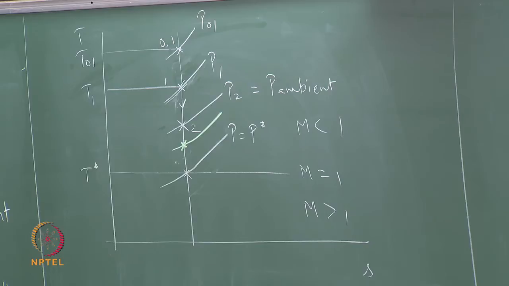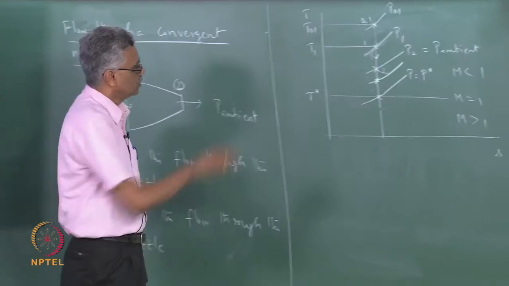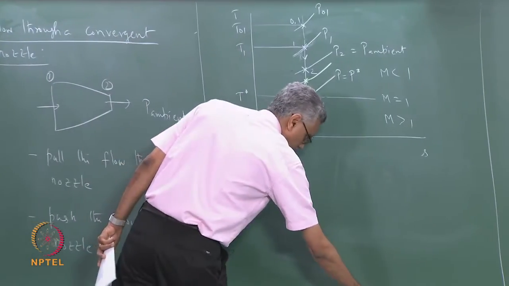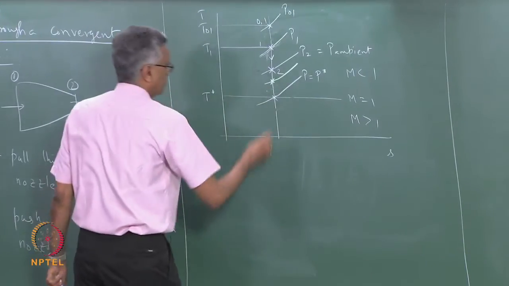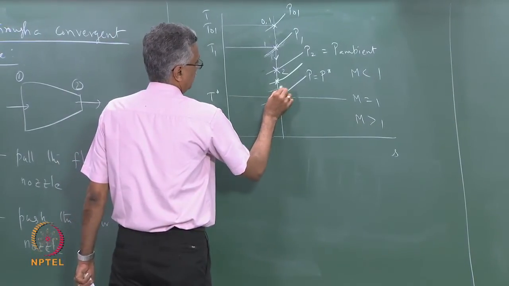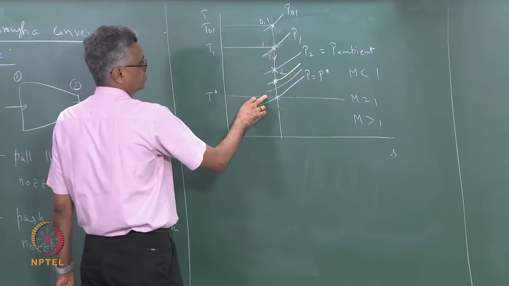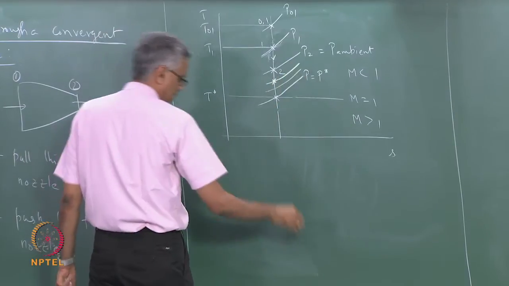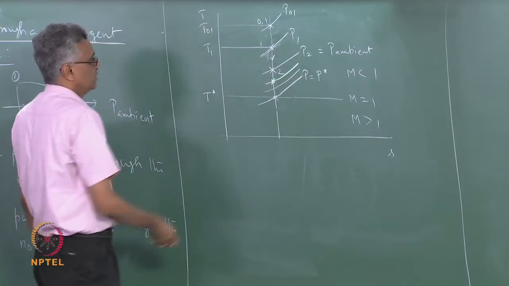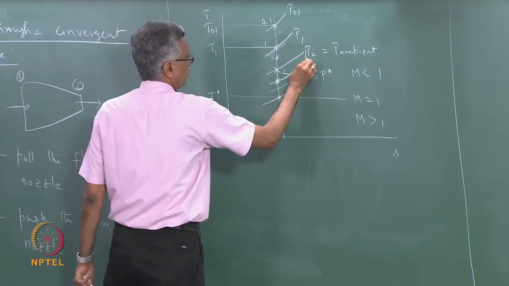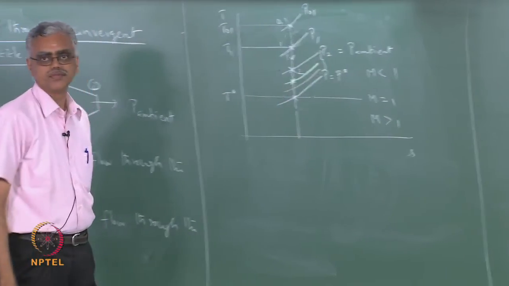The flow accelerates some more, exit velocity increases some more. So as I keep lowering the ambient pressure, if I do this some more, I get my ambient pressure to come to this value, right. P2 once again is equal to P ambient. As I do this, P2 is equal to P ambient in all these cases, correct.